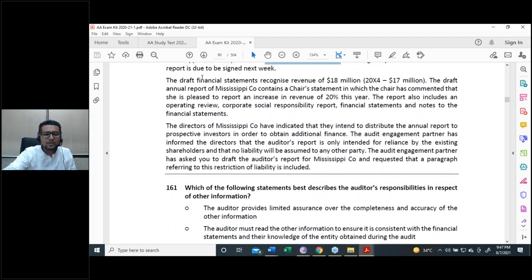The draft financial statements recognize revenue of 18 million. This is a very tricky OTQ. This will be of great help, I'm telling you. The draft annual report of the M company contains a chairman's statement in which the chairman has commented that she is pleased to report an increase in revenue of 20% this year. The revenue of this year is 18 million. Last year it was 17 million. The chairman is saying that the increase in revenue is 20%. Is she correct?